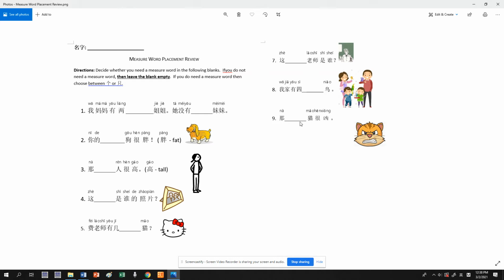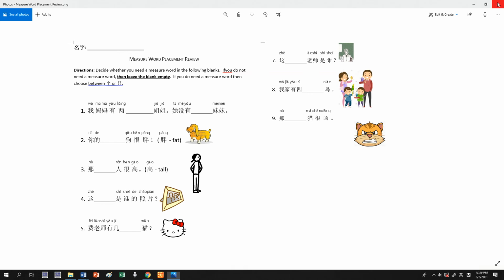So what you'll do is, see if I have my pen. I don't, so I'll just use my mouse. You see here, 我妈妈有2 blank 姐姐. Well, since there's a number and then a noun, you need to use a measure word. 她没有妹妹. Well, since there's no number or 这 or 那 here, you don't need a measure word in this blank. So always check before the blank, is there a number or a 这 or a 那? And afterwards, is there a noun? If so, then you need the measure word.